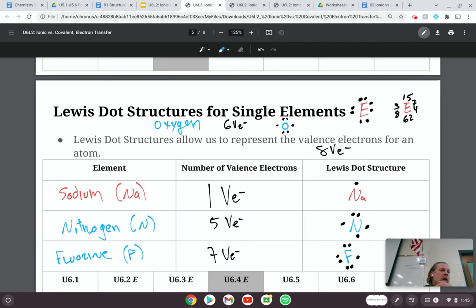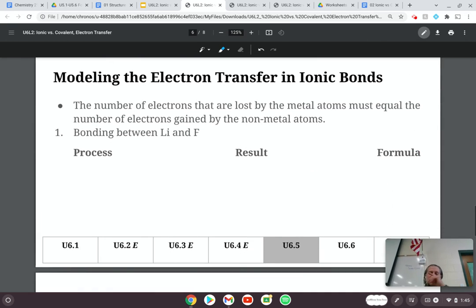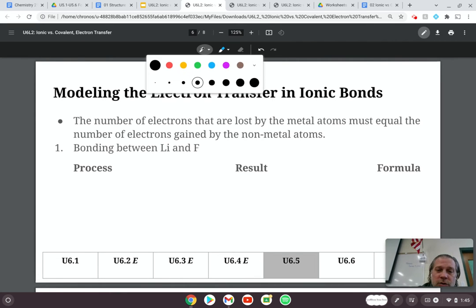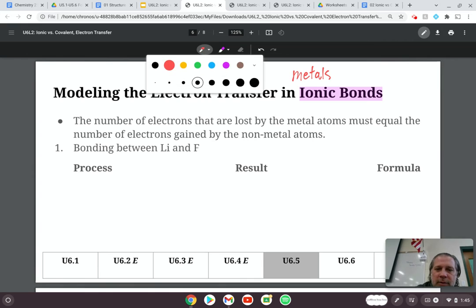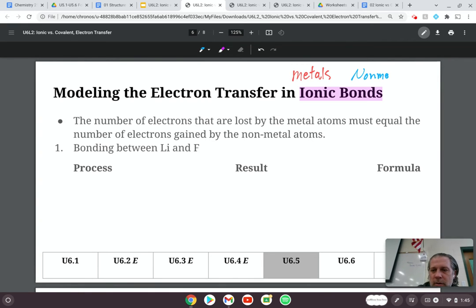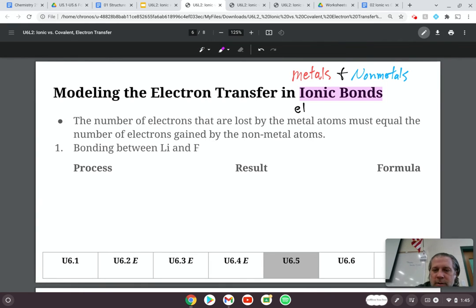Okay. All right. Now, the next thing we need to do is talk about ionic bonds and transfer. So first thing, to refresh our memory, I know it wasn't long ago, ionic bonds occur between metals and nonmetals. And electrons are transferred. Okay.